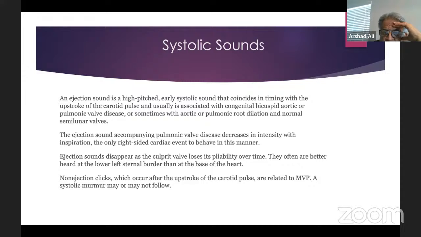Most ejection sounds will disappear as the valve gets thickened and less pliable, because the valve excursion is limited in those conditions. There are non-ejection clicks, which are typically associated with mitral valve prolapse, and they may or may not be followed by a systolic murmur. Next one.